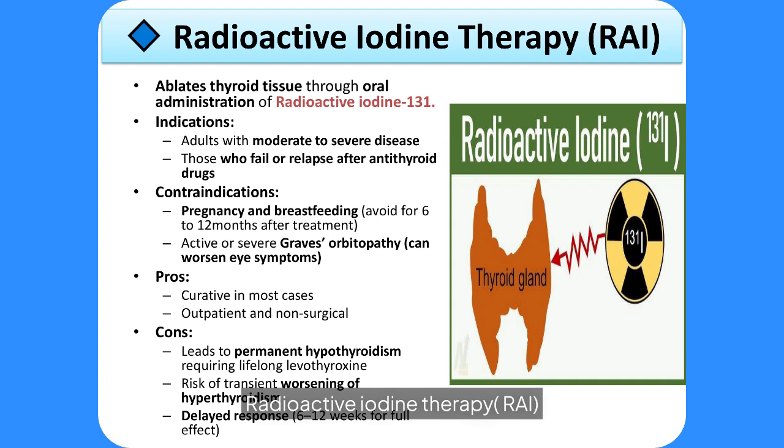Radioactive iodine therapy, RAI, ablates thyroid tissue using oral iodine 131, indicated for moderate to severe cases or relapse after antithyroid drugs. It is a definitive, non-surgical therapy, but contraindicated in pregnancy, lactation, and severe orbitopathy.